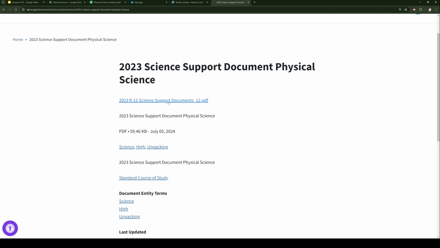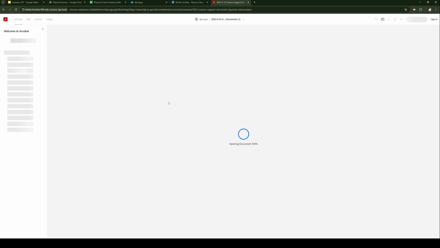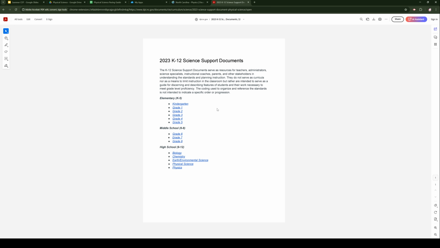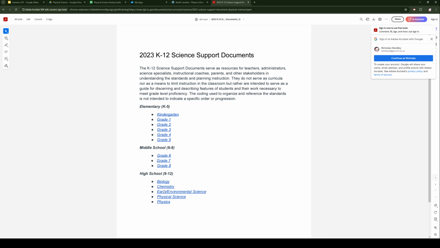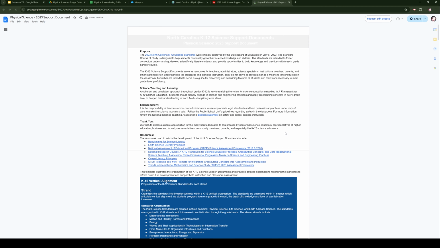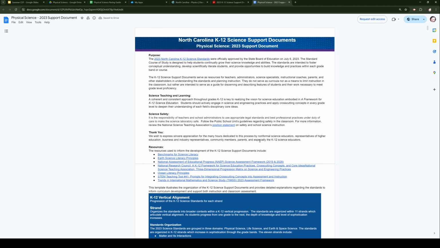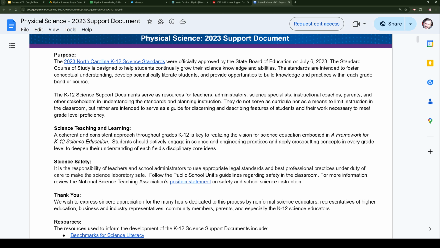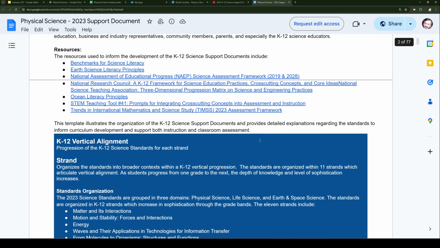So I guess this document right here. I don't need that sidebar. Let's zoom in a little bit so it's a little bit clearer. And I get the whole thing. I don't want the whole thing. Just really? Okay, so they. I don't know, DPI. What are you doing? So here's the Physical Science 2023 support document.